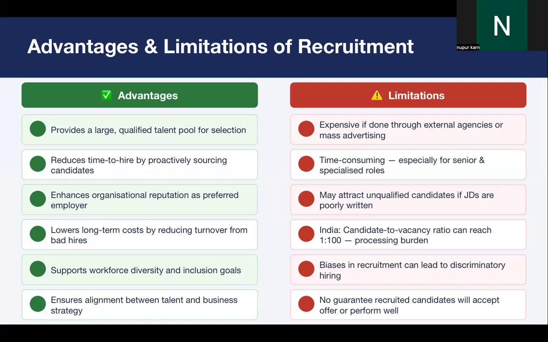Enhances organizational reputation as preferred employer. Lowers long-term cost by reducing turnover from bad hires. If you have proper planning, it will save you from bad hires. So this will also save you from loss, and this will also lower long-term cost. Because if you have hired people who are leaving continuously, it means that you will incur a huge amount of cost. So if you have proper planning, it will reduce the turnover cost and save you from the bad hires. Supports workforce diversity and inclusion goals.